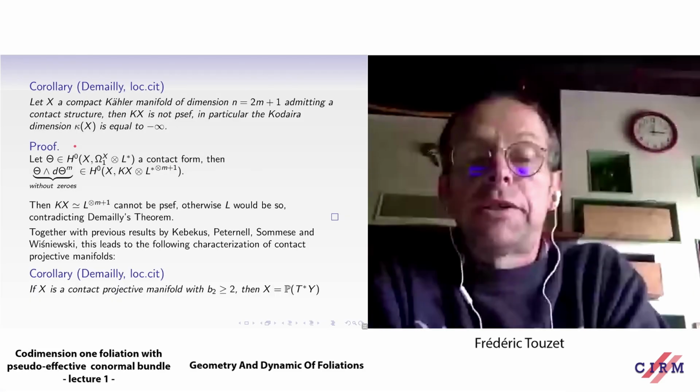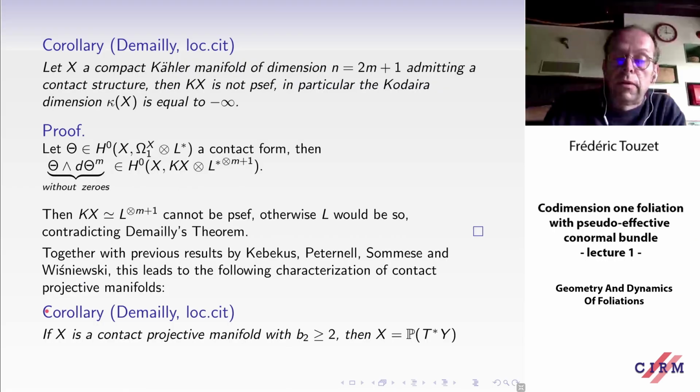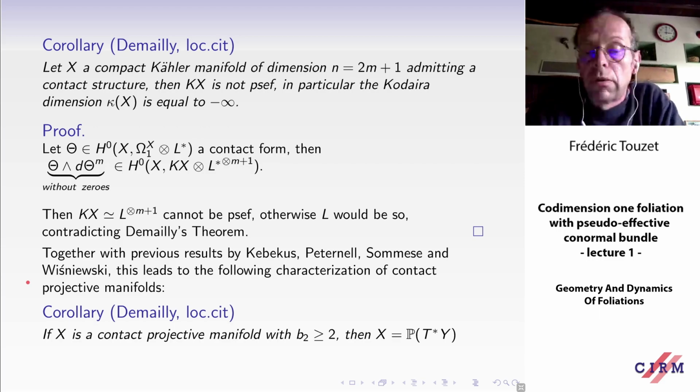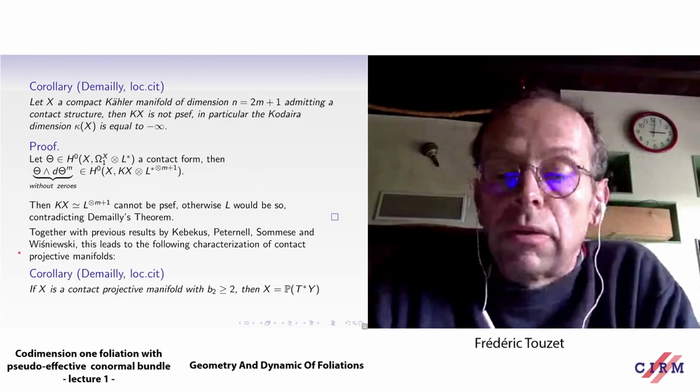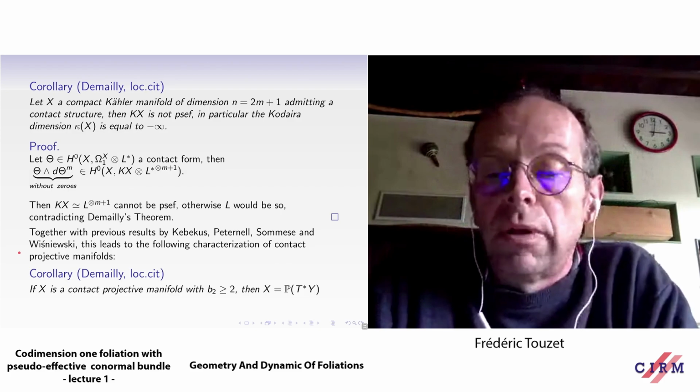And one can also derive another result. If we combine Demailly's theorem with previous results, one can infer that if one deals with a contact projective manifold such that the second Betti number is greater than or equal to 2, then it implies that X is indeed a projectivized hyperplane bundle, which carries, as we have seen, a natural contact structure.